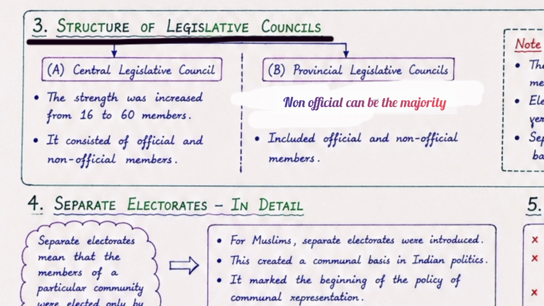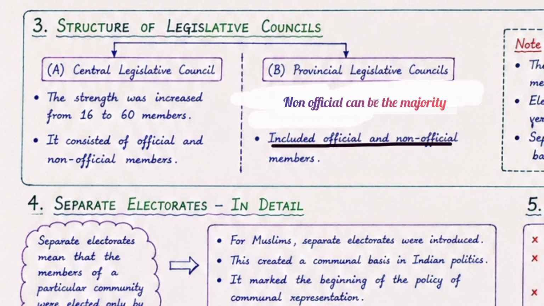Let's look at the structure of Legislative Council. In the Central Legislative Council, the strength was increased from 16 to 60 members. It consisted of official and non-official members. And the Provincial Legislative Council also included official and non-official members, and non-officials could be the majority.